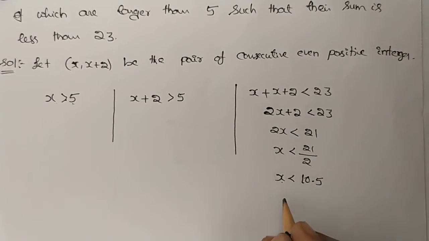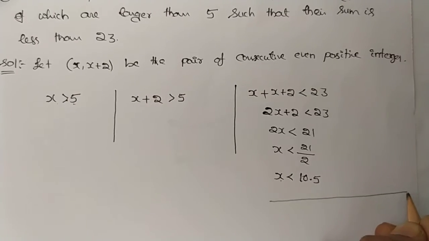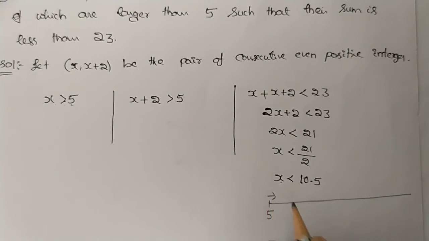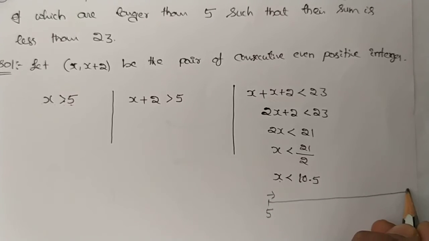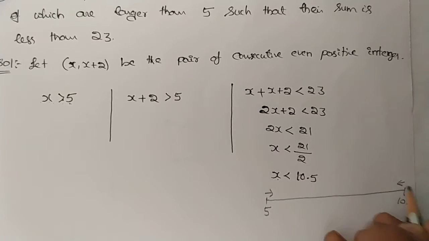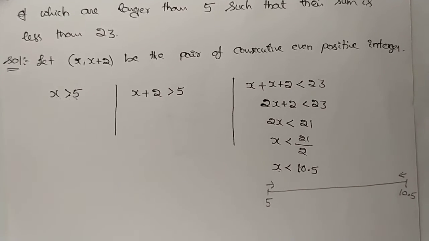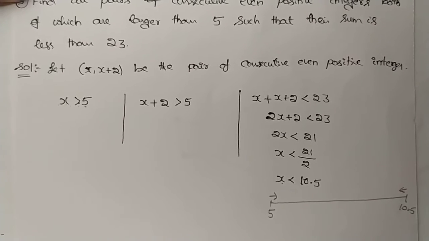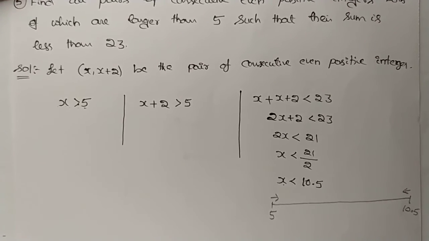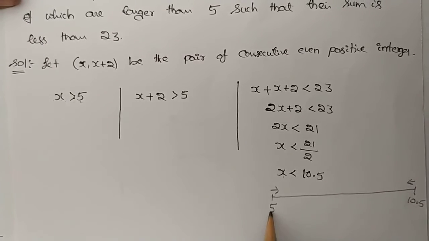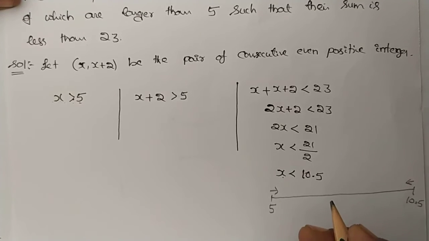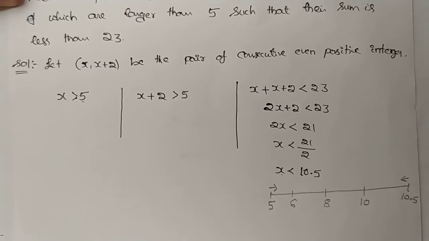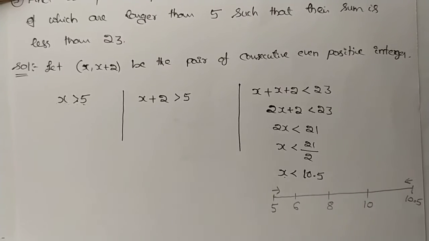Now you just take one number line. x should be more than 5, and x should be less than 10.5. In between these two, we have to choose even positive integers, as the given problem asks for pairs of consecutive even positive integers. In between 5 and 10.5, which even numbers will come? The even numbers 6, 8, 10 are the even positive integers.